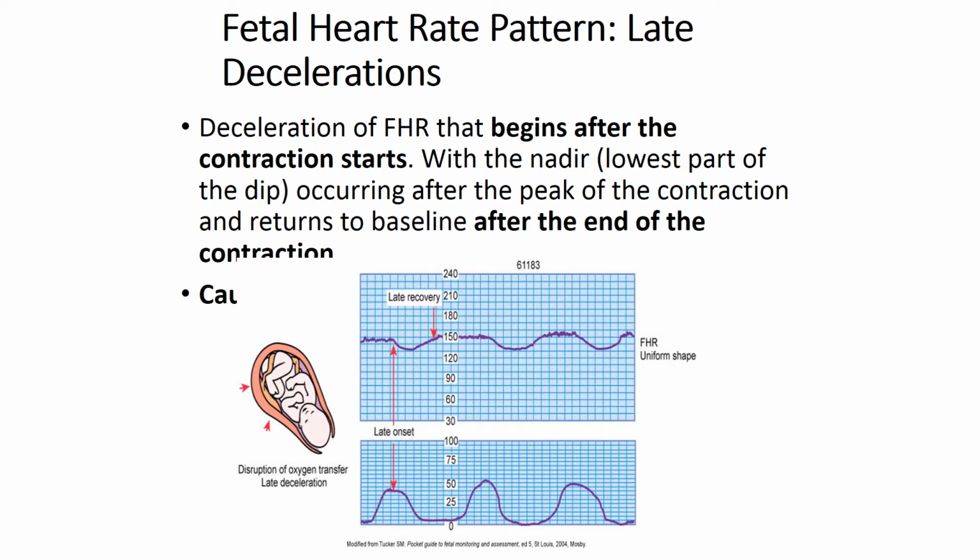If you'll notice, just look at this, you can see where the classic sign is: at the peak of the contraction, that late deceleration starts. And about 20 seconds after that peak, you'll notice that the lowest part of the deceleration in the fetal heart rate tracing is there. And by the end of the contraction, it's not quite recovered. It's late to recover and get back up to the baseline. In this tracing, it's 150.